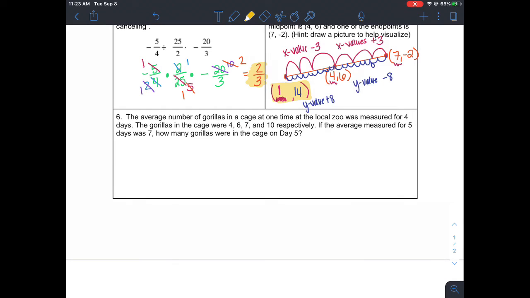And the last one, number 6, the average number of gorillas in a cage at one time at a local zoo was measured for 4 days. The gorillas in the cage were 4, 6, 7, and 10 respectively. So one day there was 4, one day there was 6, one day there was 7, one day there was 10. If the average measured for 5 days was 7, how many gorillas were in the cage on day 5?